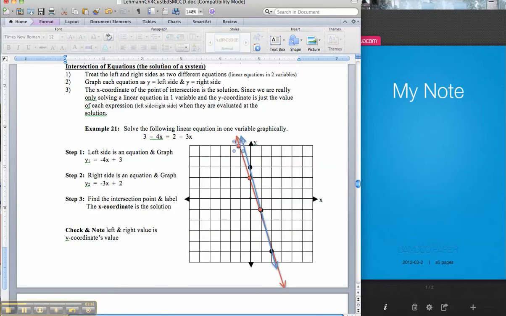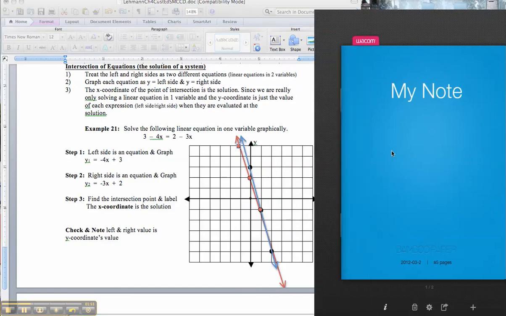The solution to this linear equation in one variable is the point of intersection here. It's where these two lines cross. And furthermore, it's the x-coordinate of these, which is negative 1. When x equals negative 1, that's the solution.